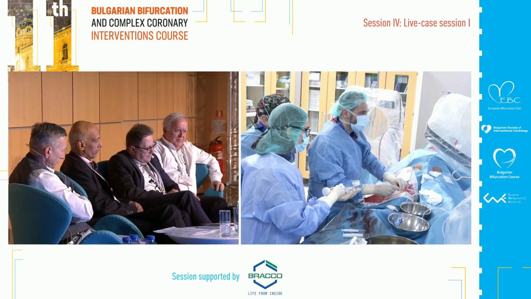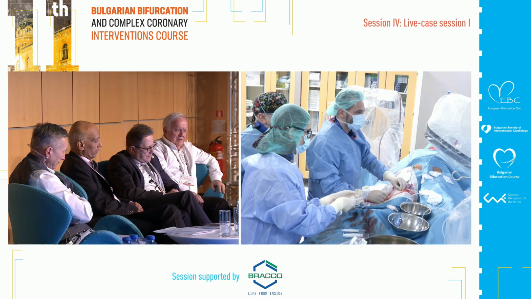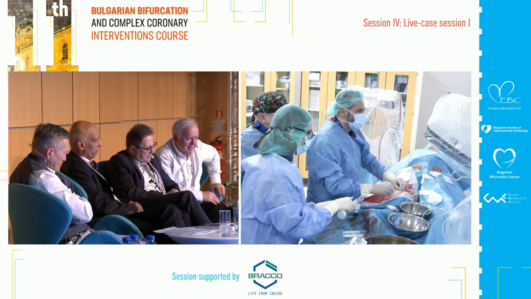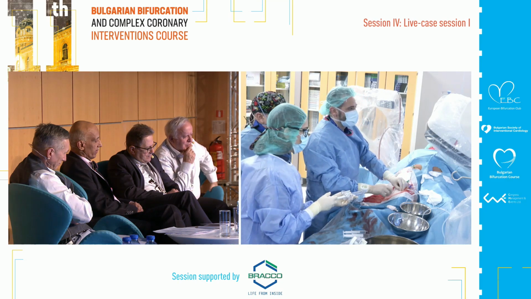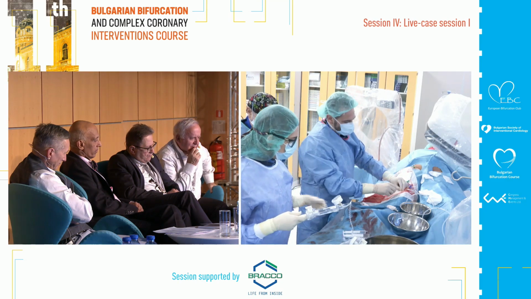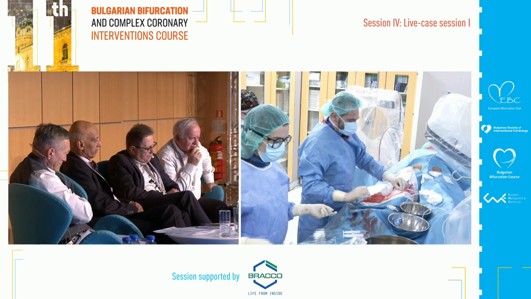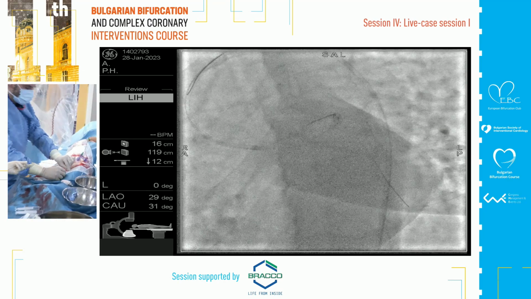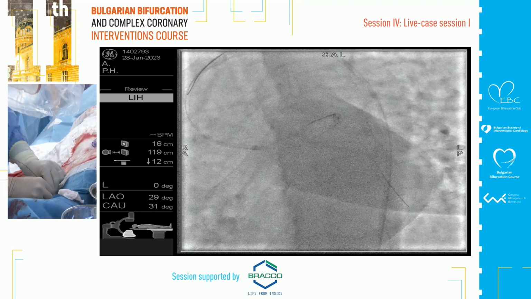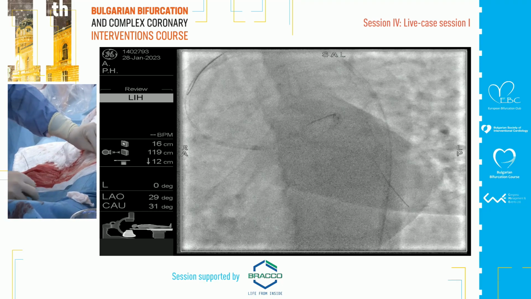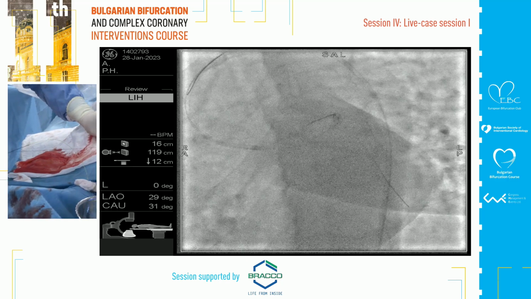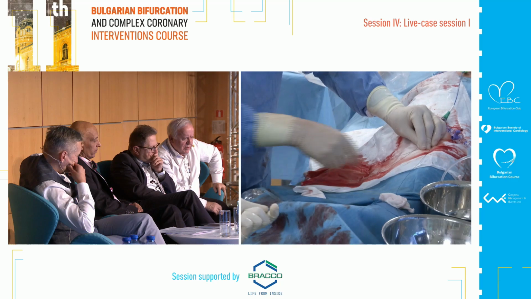Let's remove the wire, the jailed wire. So Gianluca, what have you done? Explain. Okay, we stented the LAD, we did the POT, we stented the left main crossover, and now we are trying to pass a balloon into the left circumflex for the side POT.